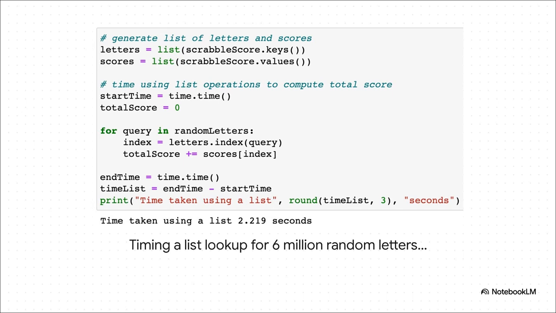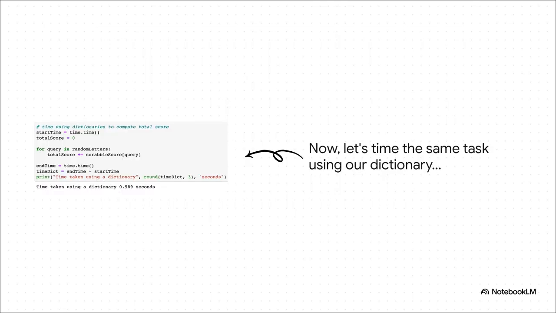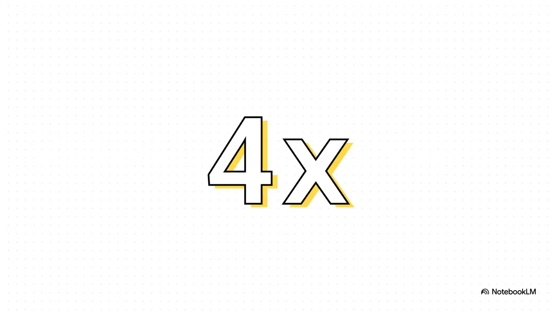So we actually timed the list-based approach, running it over 6 million times. And having to loop through and find the index every single time, it took over 2.2 seconds to finish. Okay, now let's do the exact same thing, but using our dictionary this time. The difference is, honestly, it's staggering. It took just over half a second. That's it. That is a 4-time speed up.